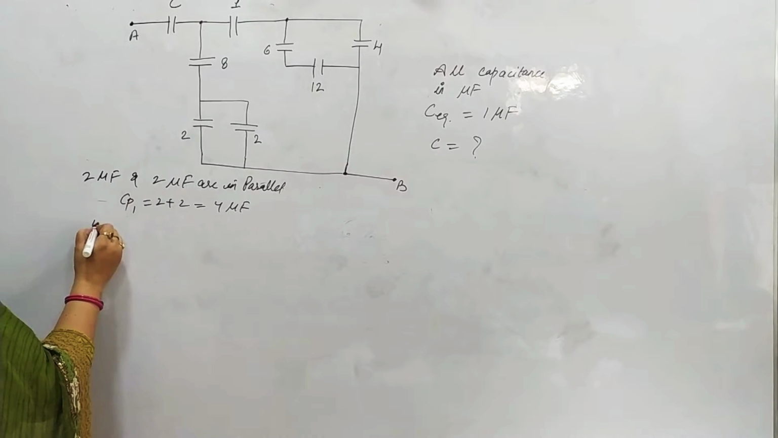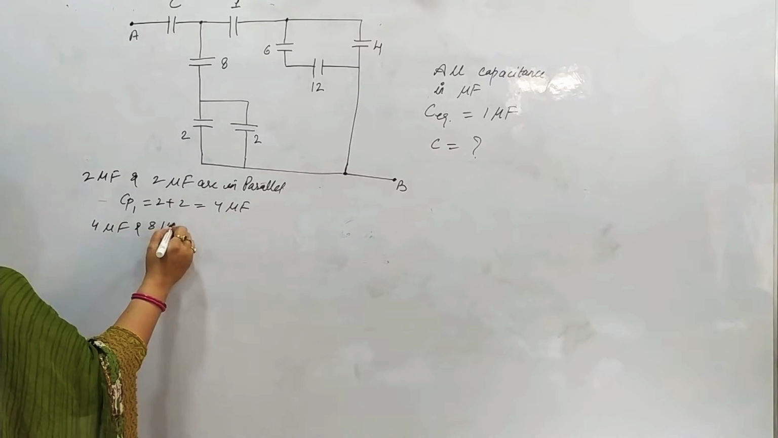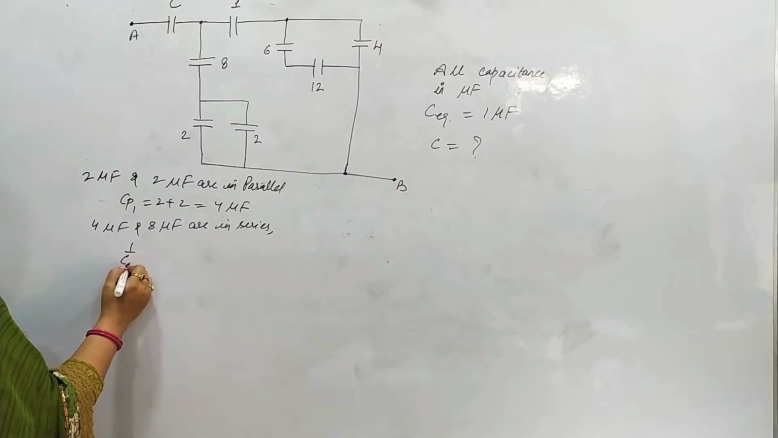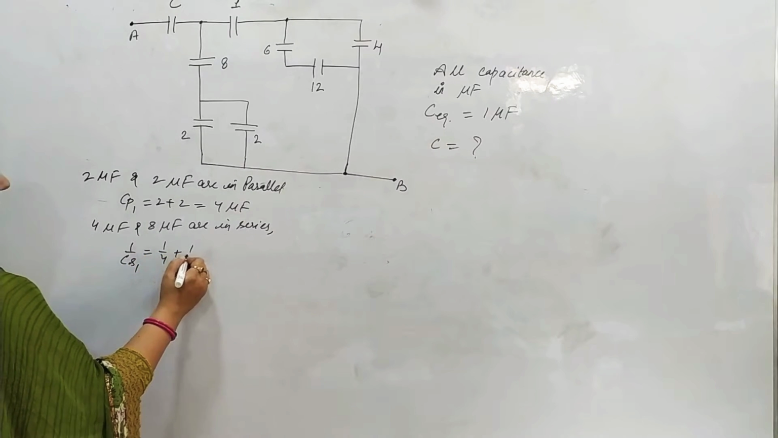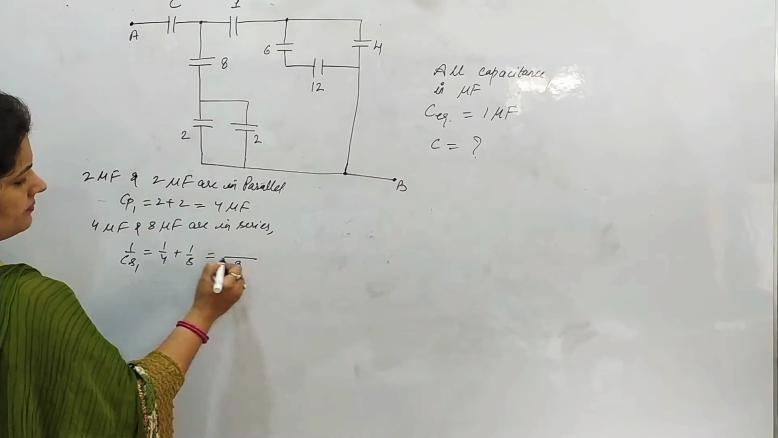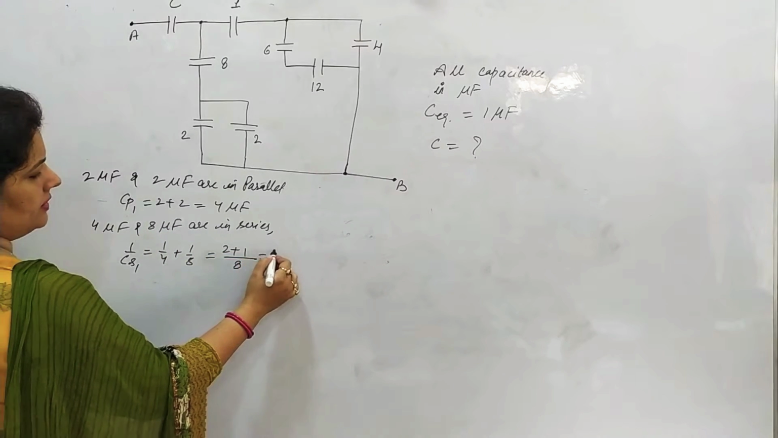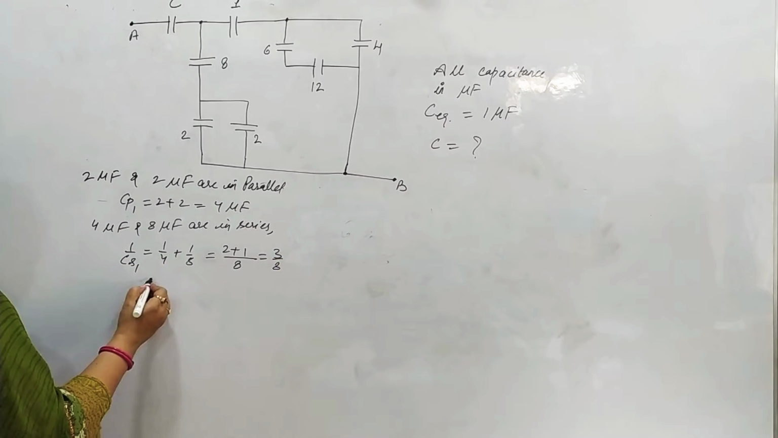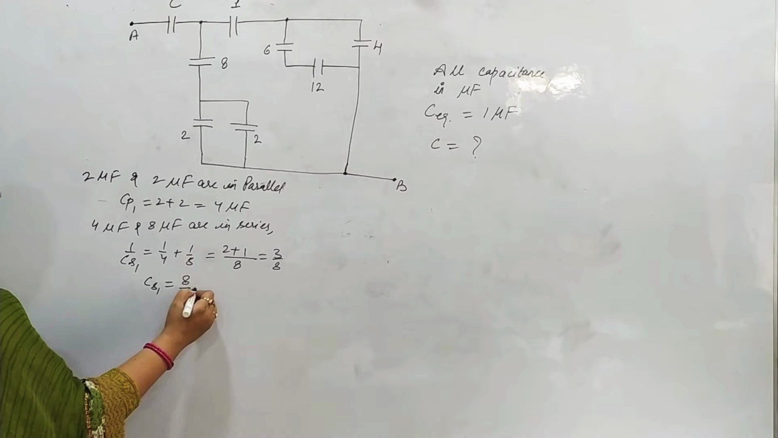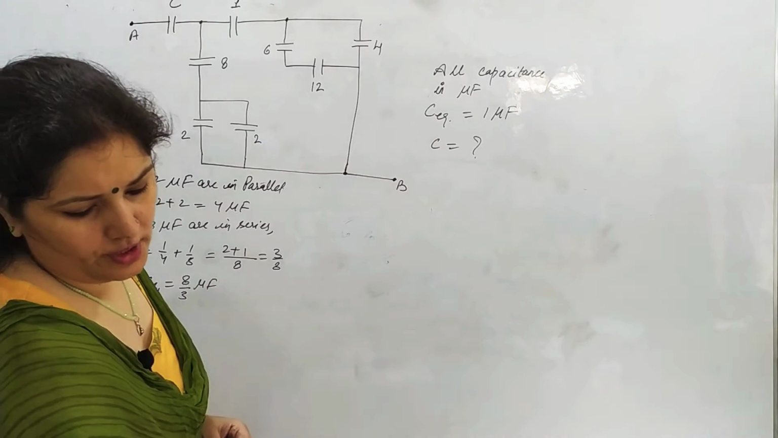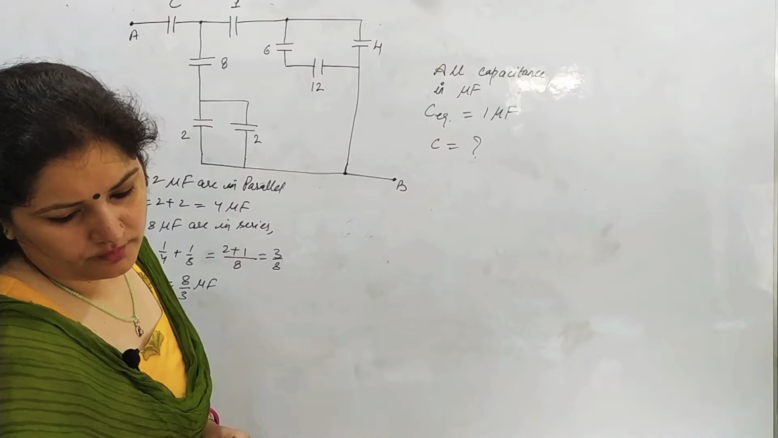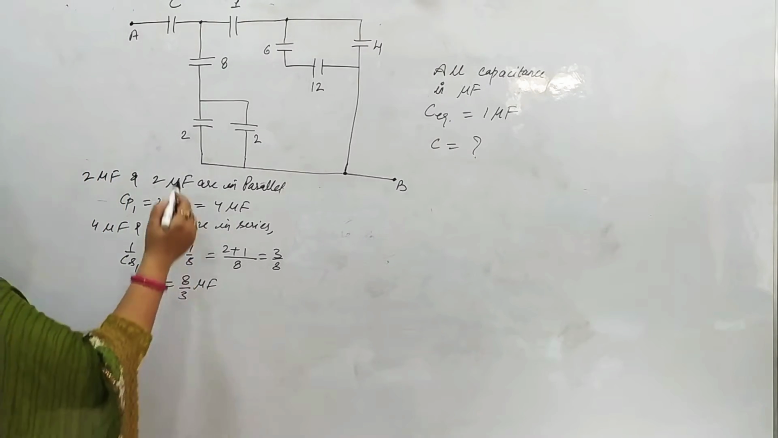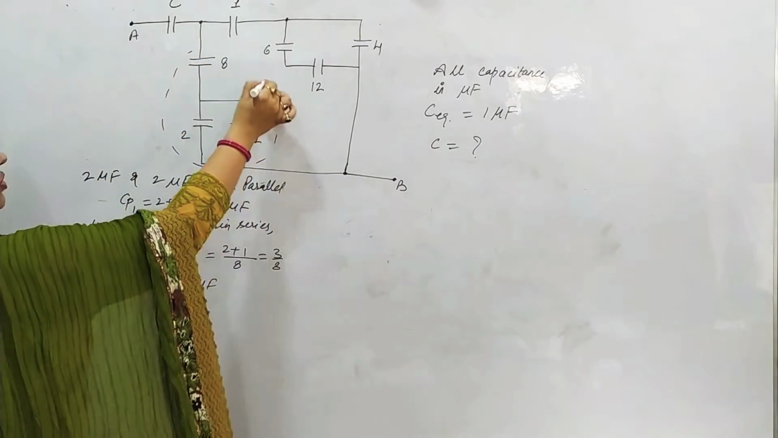Now 4 microfarad and 8 microfarad are in series. So 1 upon CS1, 1 by 4 plus 1 by 8, that is 2 plus 1, that is 3 by 8. No, not microfarad, this is 1 by CS1. So CS1 will be 8 by 3 microfarad. Step by step we are going. Right? ये पूरा solve हो गया मेरा. This part is solved now.